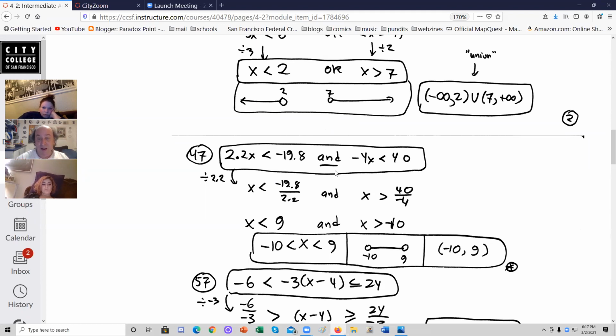All right, now going on to this, negative 4x is less than 40. Here we divide by negative 4, and dividing by a negative number flips the inequality. X is greater than 40 over negative 4, so x is greater than negative 10.